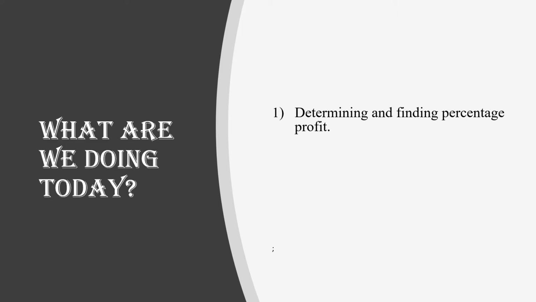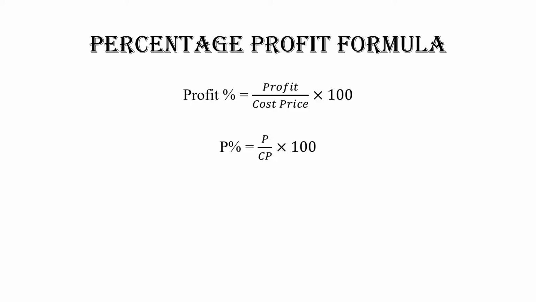Simply, we're going to be determining and finding percentage profit, right? And what we need to work with for today, we need to know this formula here. So the percentage profit formula here is given as the profit percentage. Here we have profit percentage is equal to the profit over the cost price multiplied by 100. So this is how we could calculate our profit percentage. So if we're given our profit and we're given the cost price, we can know how to calculate the percentage.